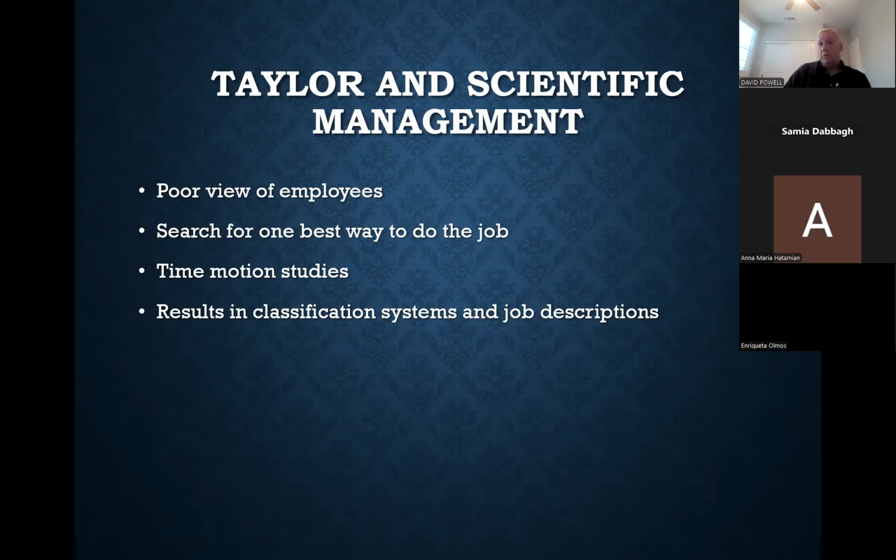Identify all those true movements, and all those true movements would then be combined together into the one best way to do the job. Any movements that did not contribute to getting the job done in an efficient manner, he referred to as false movements. All those false movements you would then eliminate, collect all the true movements together, and you then, lo and behold, have the one best way to do the job.